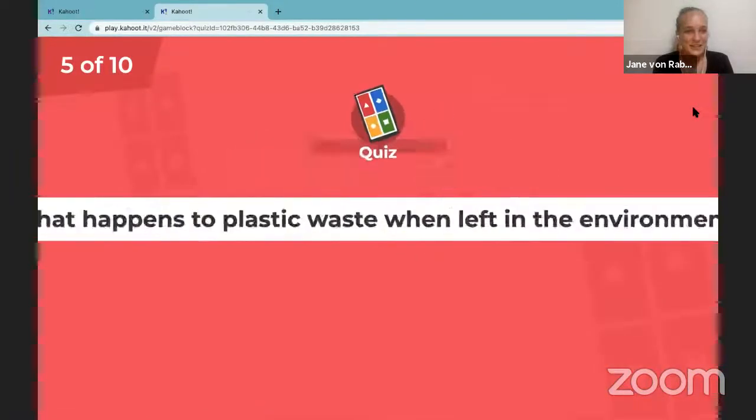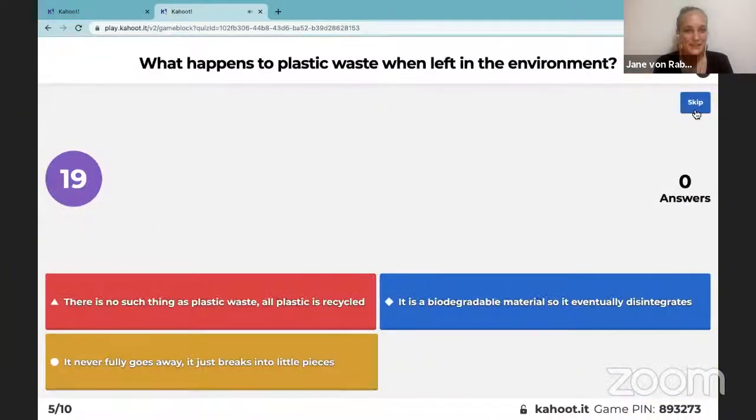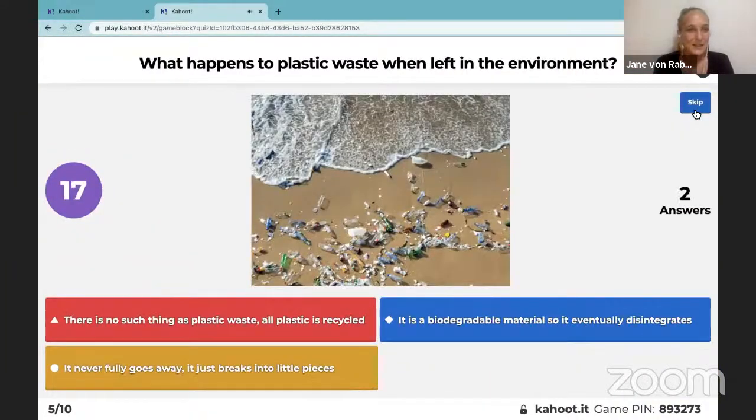Next question. What happens to plastic waste when left in the environment? There's no such thing as plastic waste. All plastic is recycled. It is biodegradable material, so it eventually disintegrates. It never fully goes away. It just breaks into little pieces.